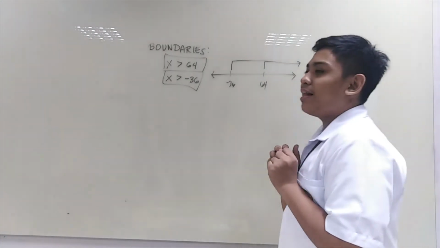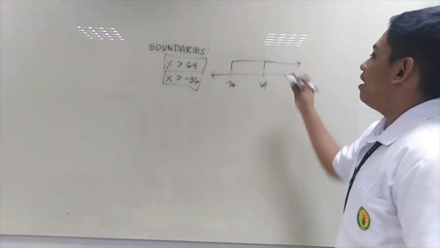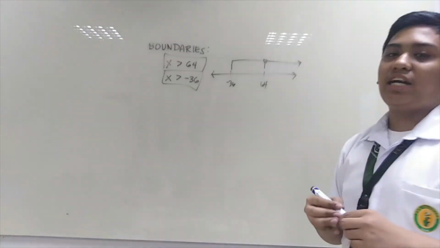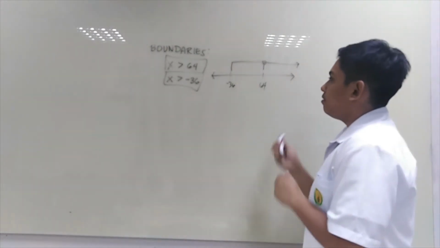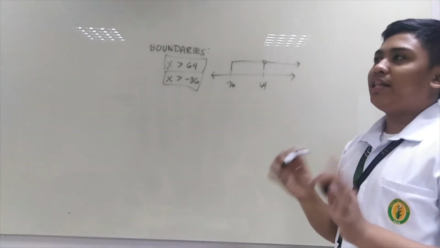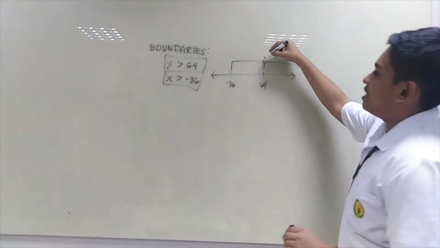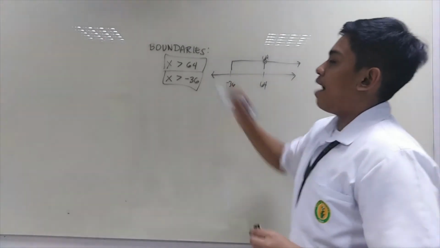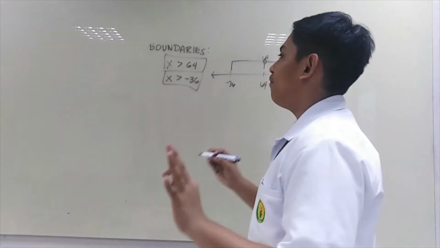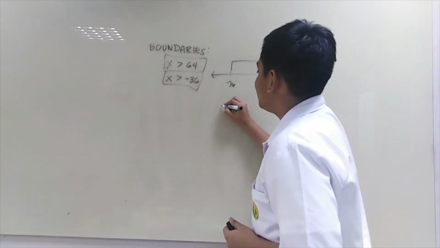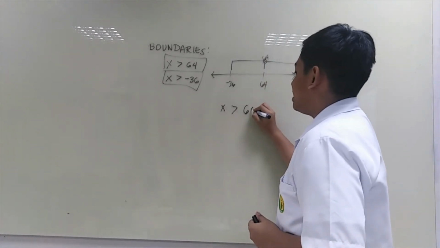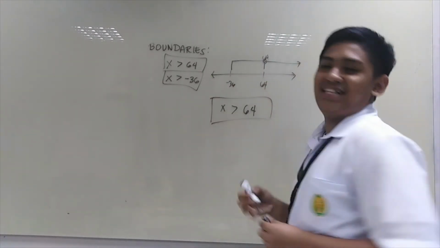Now, to get the answer for the inequality, we need to find the intersection of the two boundaries. The point of intersection of the two boundaries is 64. Therefore, the solution to the inequality of this problem is x is greater than 64. Then we have our answer.